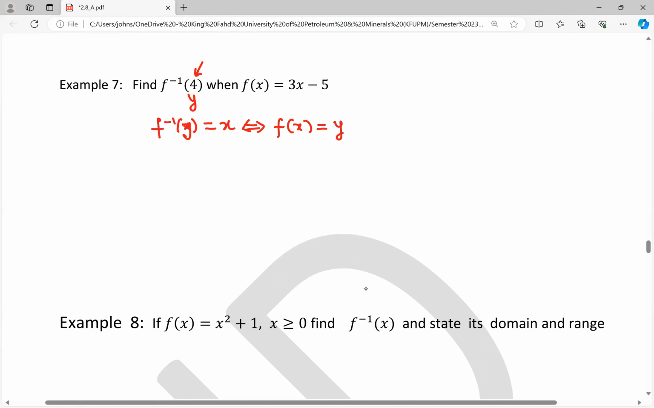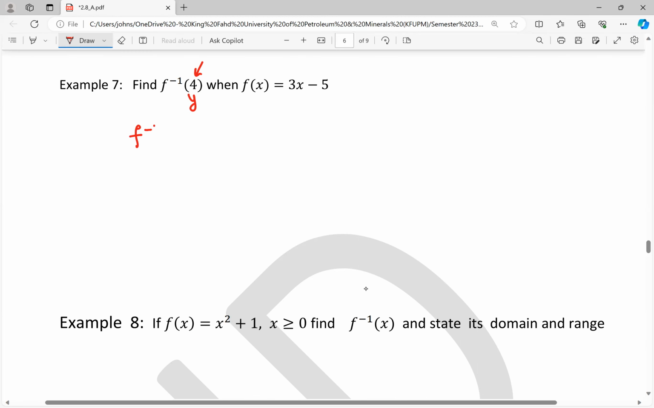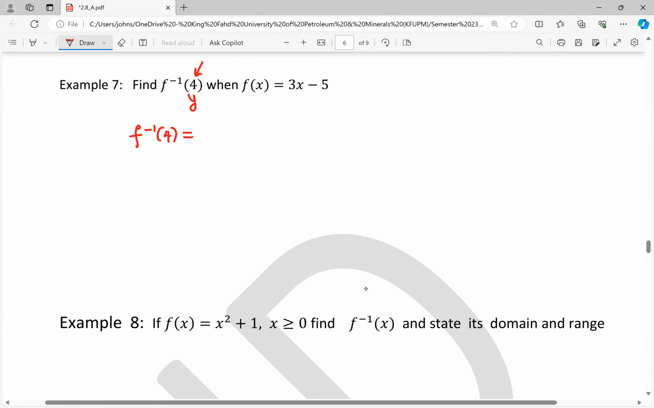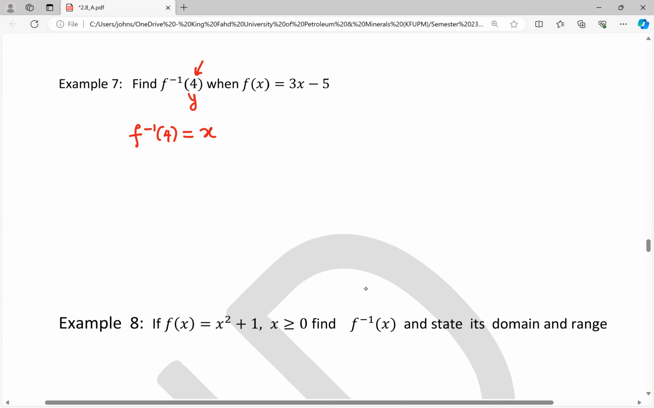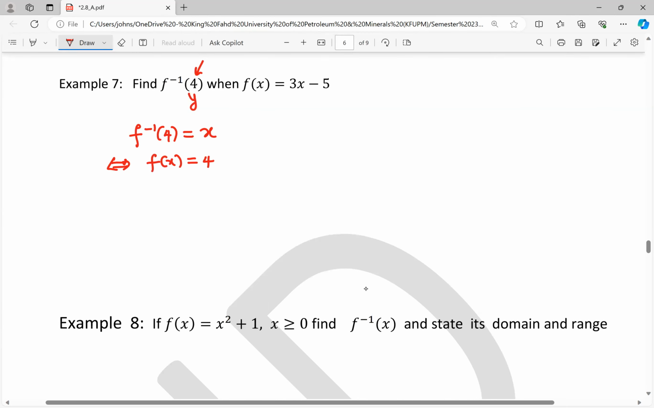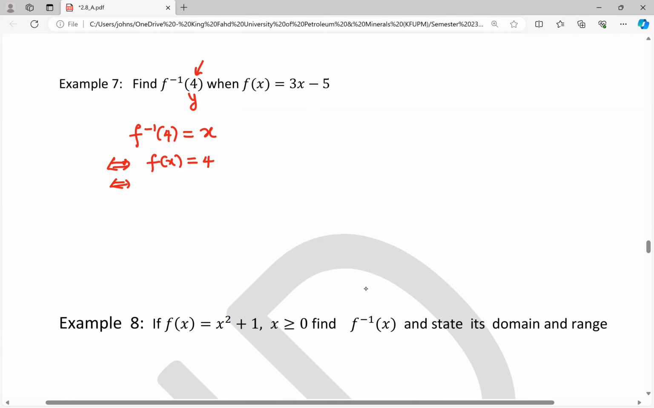So we're going to use that same statement here. Because we're looking for f inverse of 4, which we don't know, let's assume f inverse of 4 is equal to x. So if we know what x is, then we have our answer. What is the meaning of this? This will mean that f of x is 4. And what is f of x? f of x is this one. So this means that 3x minus 5 is equal to 4.